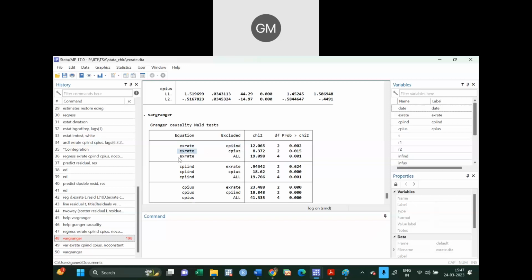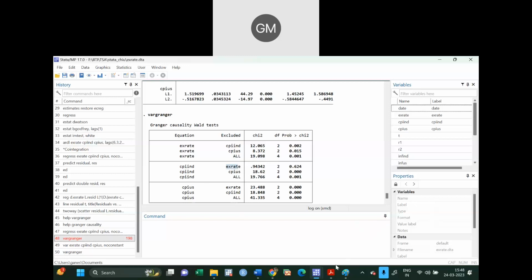Exchange rate does not Granger cause CPI India, CPI US, and the first lag of CPI India and CPI US, and that's why the 4 degrees of freedom is coming here. And we reject the null in all these 4 cases. So this is the interpretation. Okay, CPI India does not Granger cause the exchange rate. We do not reject the null. CPI India does not Granger cause CPI US, and so on.